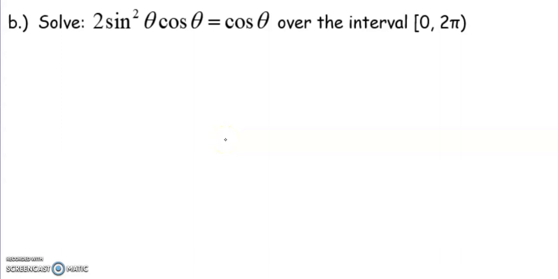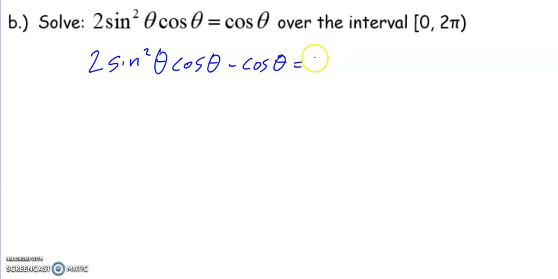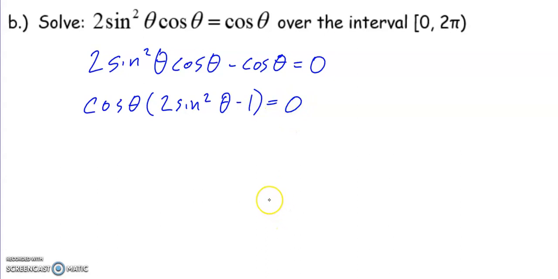Let's take a look at example B. Now notice this answer we want in radians. So again, I've got a sine squared function and I've got cosine theta functions. So I am going to go ahead and see if I can get this to factor. So 2 sine squared theta cosine theta minus cosine theta equals 0. So I'm going to factor out the cosine theta. And so what I have left is 2 sine squared theta minus 1 equals 0.